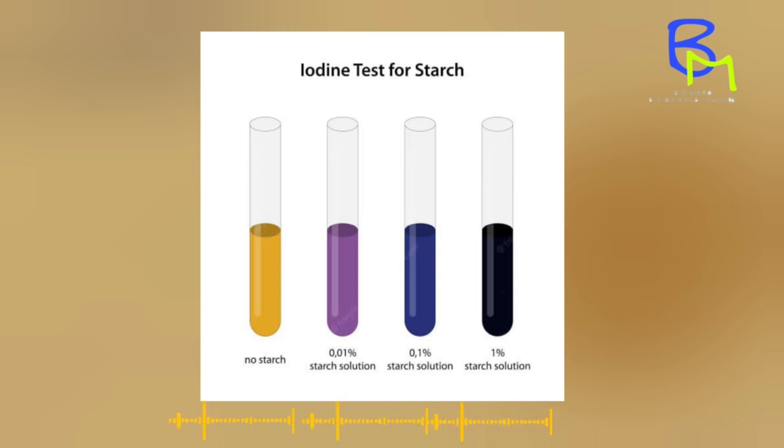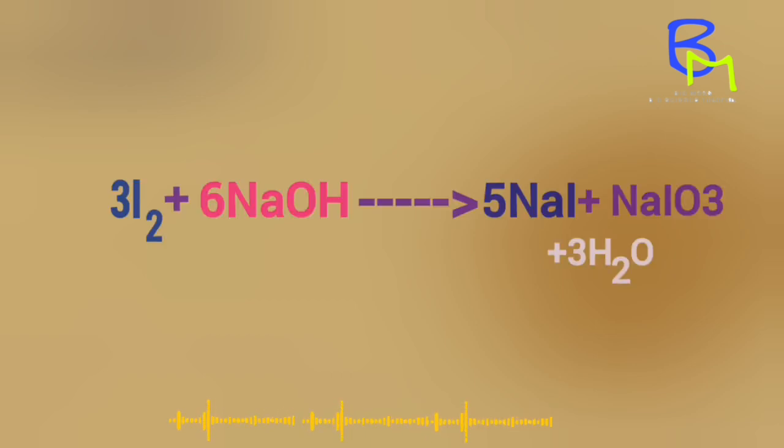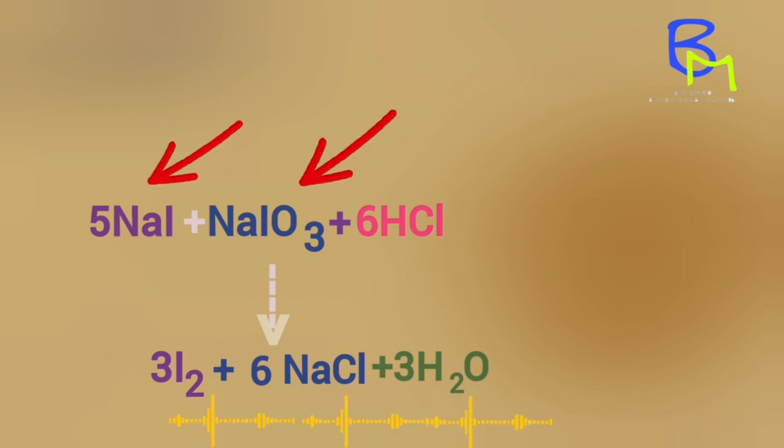The color that develops in the test disappears on heating and reappears on cooling or on addition of a few drops of 10% sodium hydroxide solution. The color, however, reappears again on neutralization with hydrochloric acid. Color disappears because free iodine no longer exists now. Color reappears as a result of the liberation of free iodine from sodium iodide and sodium iodate.